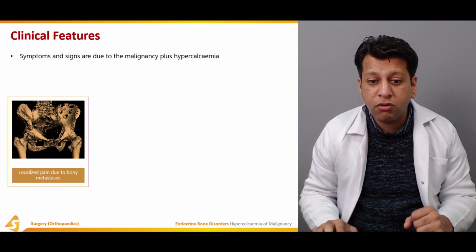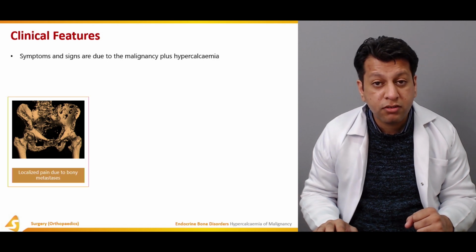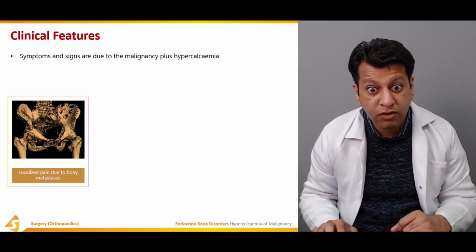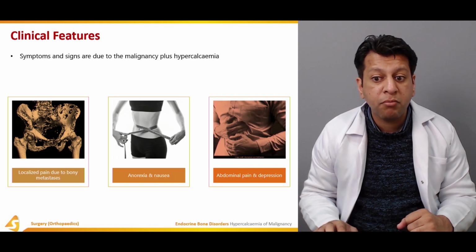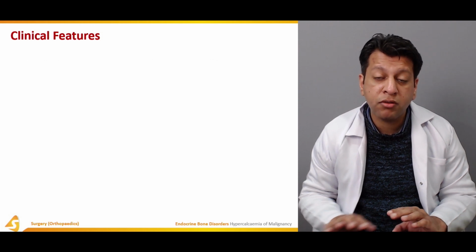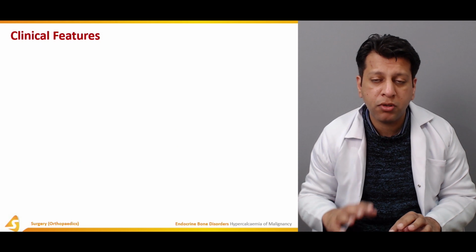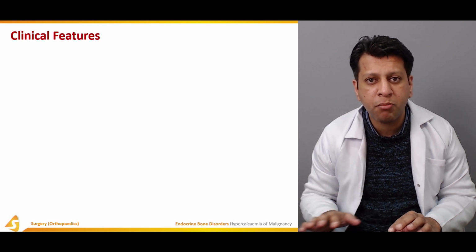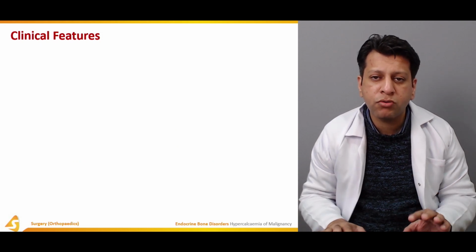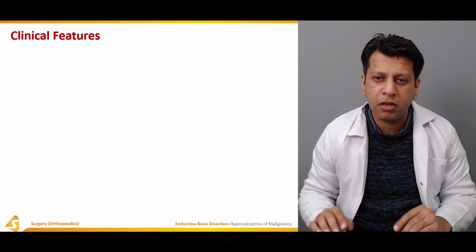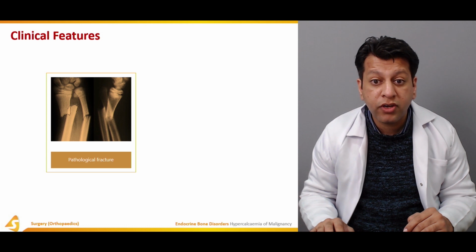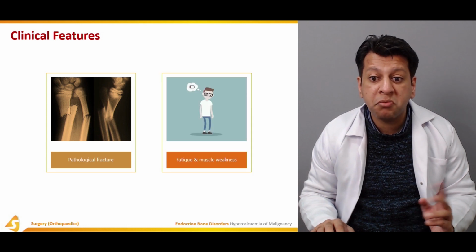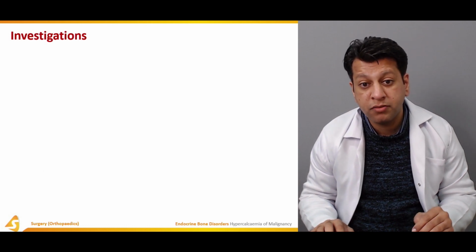So it could be a localized pain due to bony metastasis, or it could be due to a pathological fracture, or it could be anorexia and nausea. The patient may have a complaint of abdominal pain and depression. These features could be mixed. It could be associated with simply hypercalcemia, or it could be associated features of malignancy plus hypercalcemia. The patient may present with a pathological fracture. They may simply present with fatigue and muscle weakness.